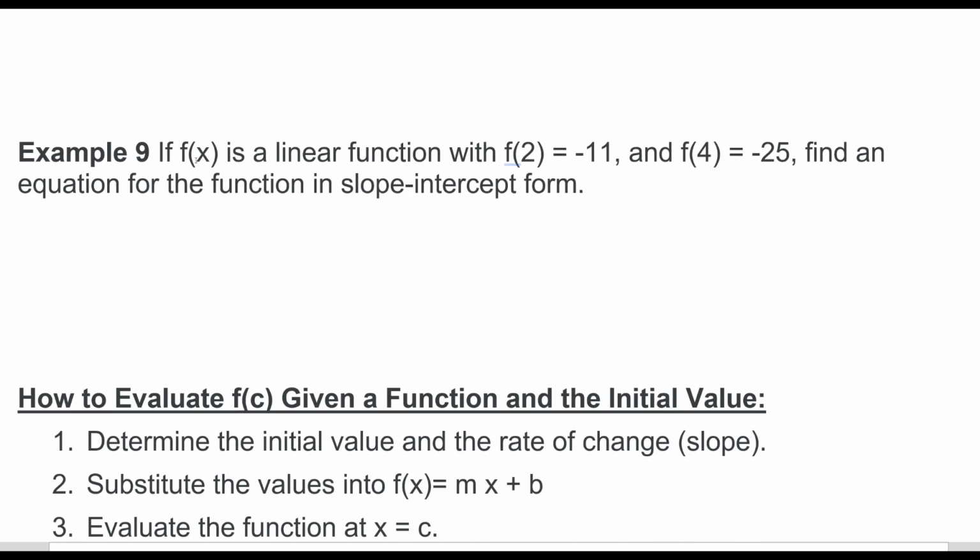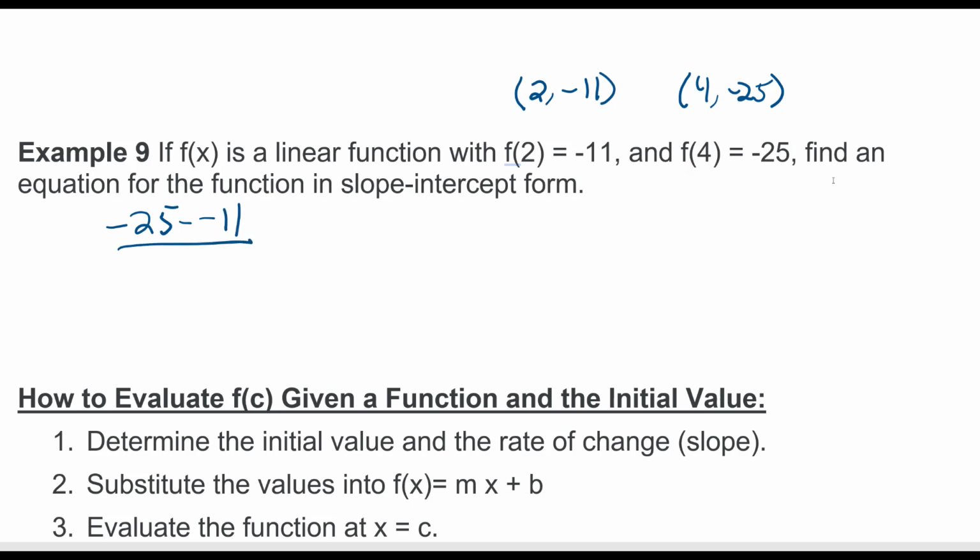Example 9. If f of x is a linear function with f of 2 being negative 11 and f of 4 being negative 25, this gives us right off (2, negative 11) and (4, negative 25) as points. Find an equation for this function in slope-intercept form. Okay, so negative 25 minus negative 11 over 4 minus 2. So negative 25 minus negative 11 is negative 25 plus 11 over 2. And that would be, anyone at all? I believe it's negative 14 over 2, isn't it? So I get negative 7.